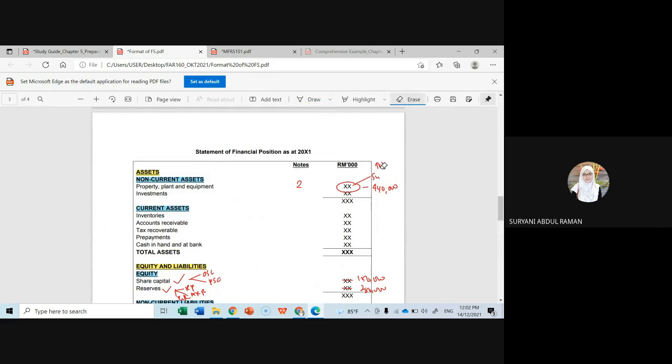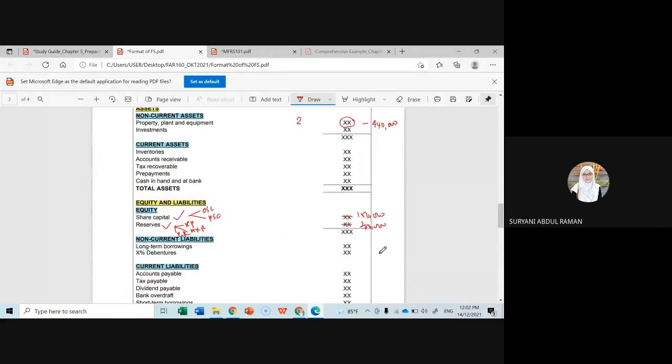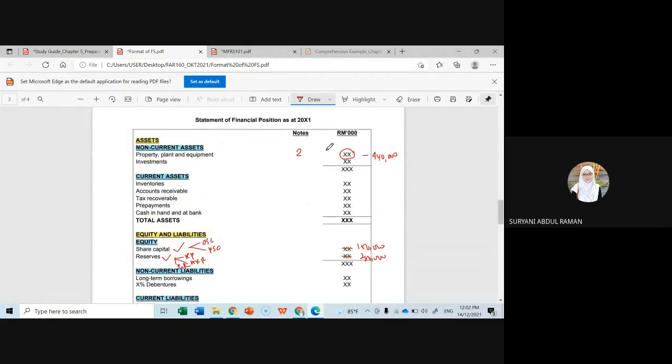440,000 derived? Okay, let's say the answer is 440,000 kan? So of course you need to know how this amount is derived. So you will check the notes to the financial statement number 2. Okay, this 440,000 is actually comprised of assets such as land, building, and plant and machinery. So the costs are as follows, and the accumulated depreciation are as follows. Therefore, the carrying value as follows. So this is the use of the notes to the financial statement, which explain in detail the items in, for example, the statement of financial position. Is that clear, class?